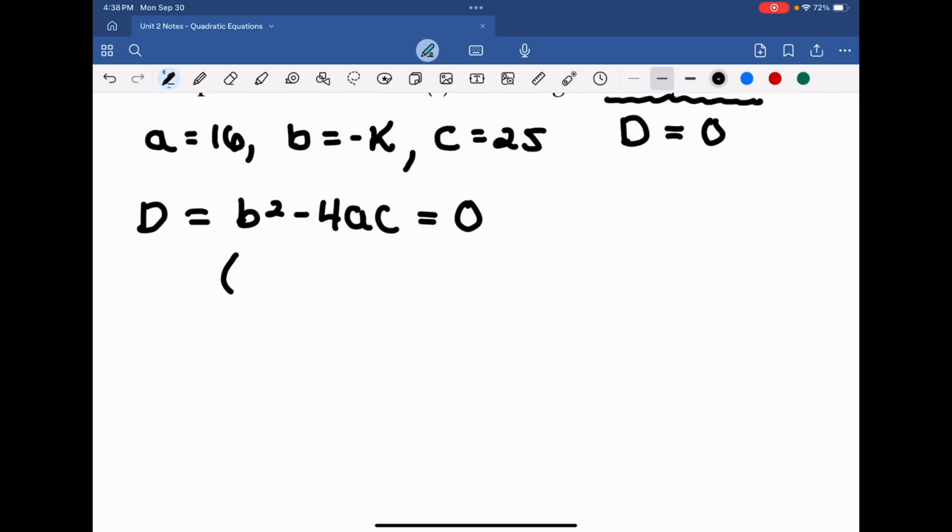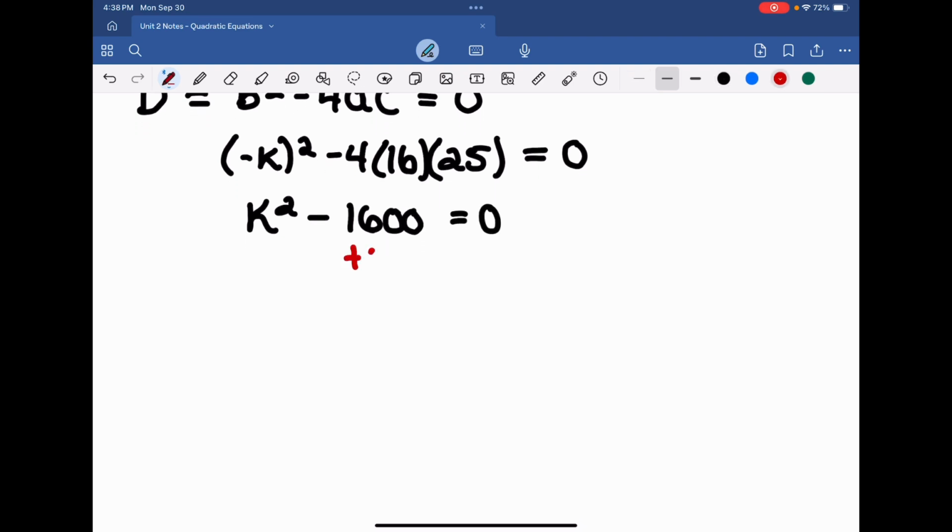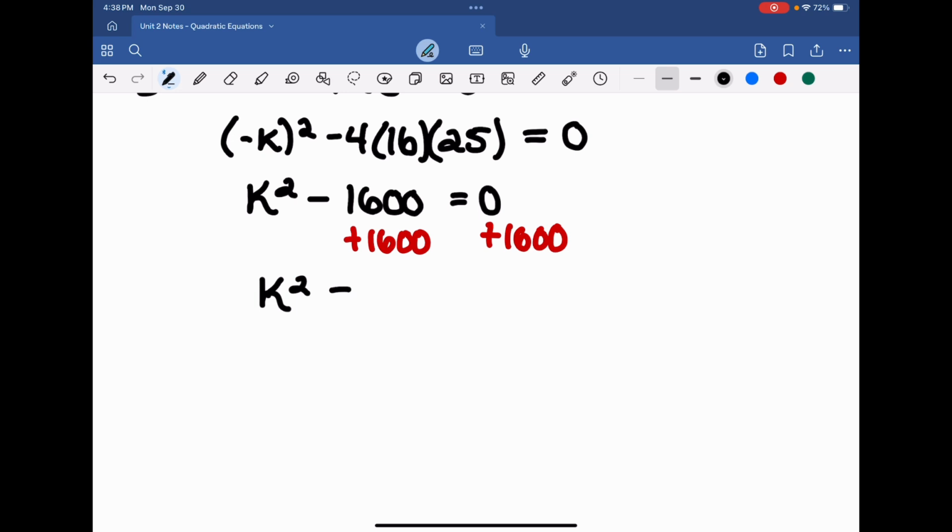Now, from here, we're going to plug in our b value, which is negative k all squared minus 4 times the a value, which is 16, times the c value, which is 25, is equal to 0. This is going to give us negative k squared is k squared, minus 4 times 16 times 25 is negative 1600, which is equal to 0. I'm going to add the 1600 to both sides, plus 1600 plus 1600. This is going to give us k squared is equal to 1600.